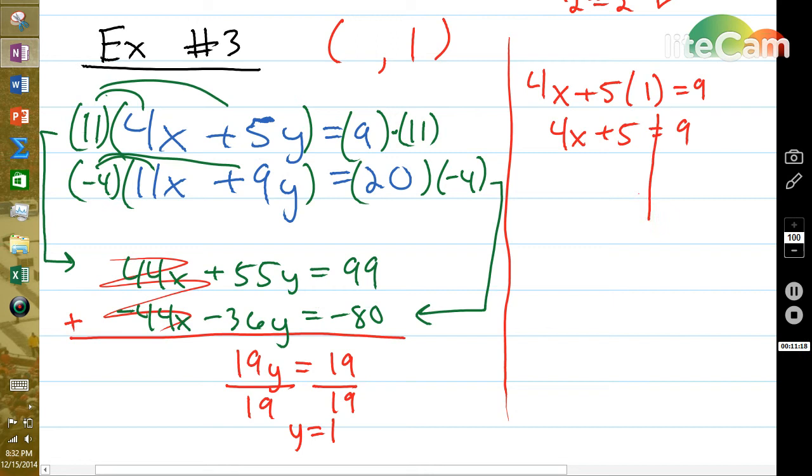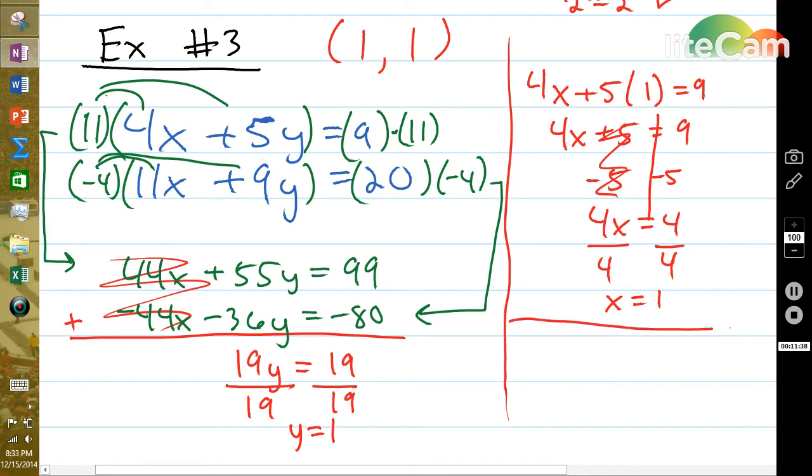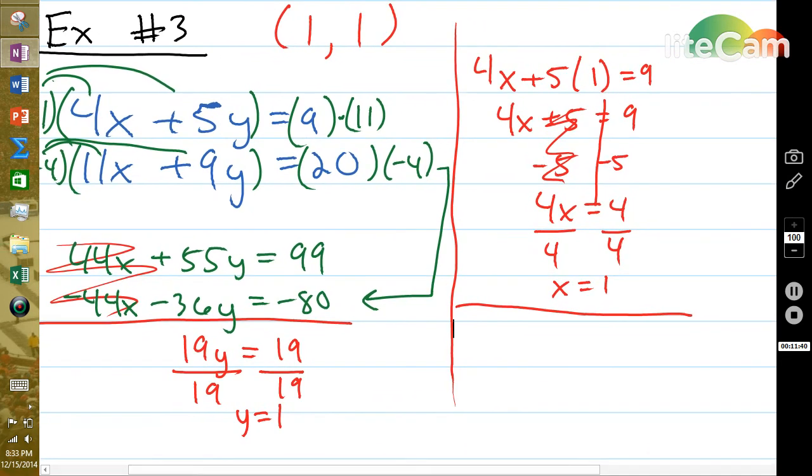From here, it's just a two-step equation. Subtract 5 from both sides. 4x equals 9 minus 5 is 4. Divide both sides by 4. x equals 1. So 1 comma 1 right now is our solution. But remember, we should check to be sure that it is our solution.